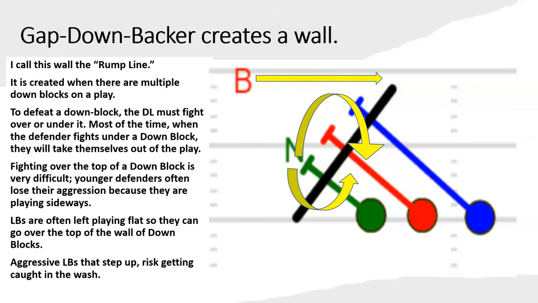Here's a linebacker playing flat. That's what you want. You want them playing flat. You don't want them being aggressive. So even if we don't block them, we're still making plays, gaining yards. And here's one being aggressive. And if he's too aggressive, he gets caught up in the wash.